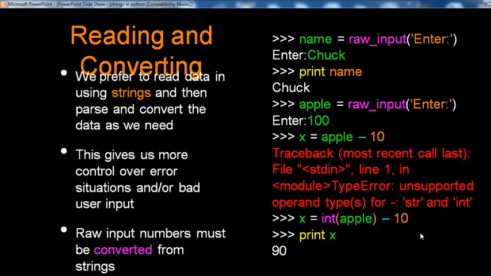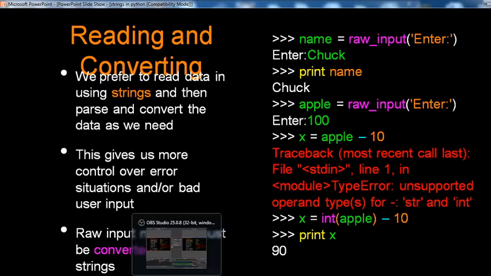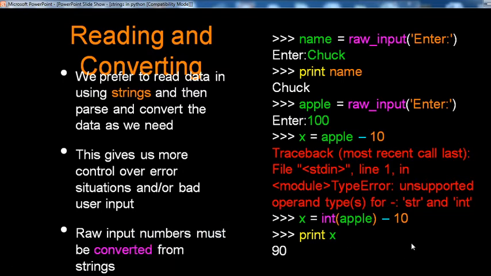The next topic is reading and converting. Here we only defined strings. Now, how do you read and convert? We prefer to read data using a string and then parse and convert the data as we need. This gives us more control over error situations and bad user input. Finally, raw input numbers must be converted from string. For example, name equals raw input, enter the string chunk, print name.